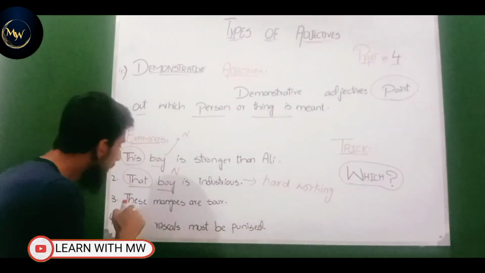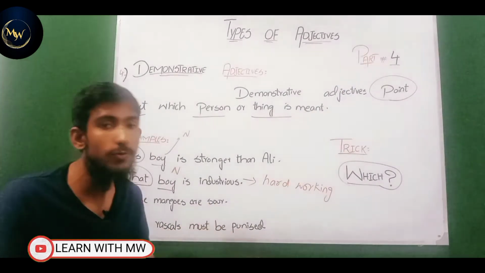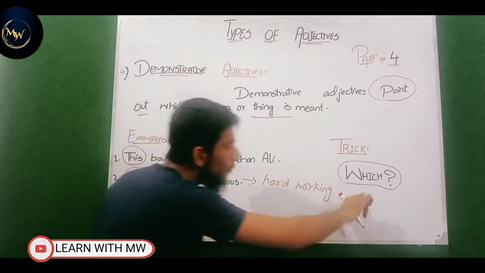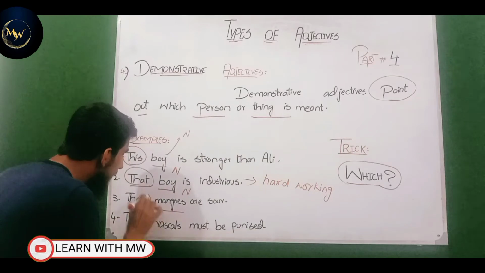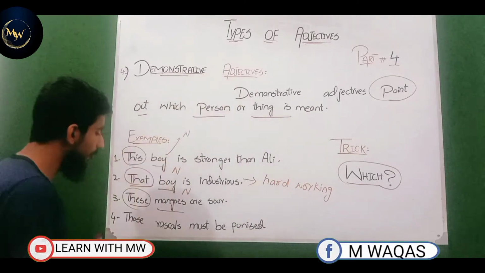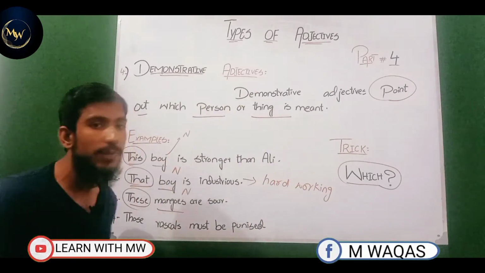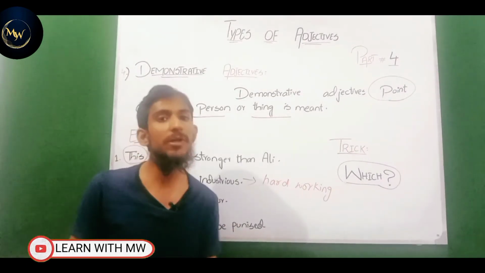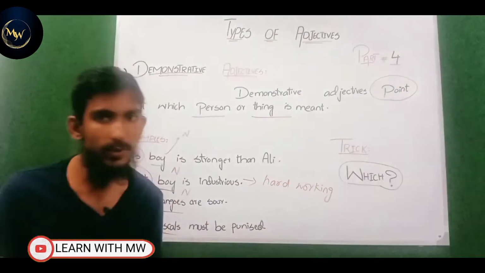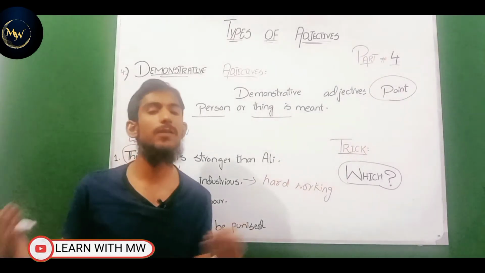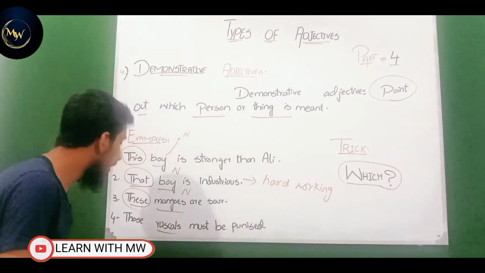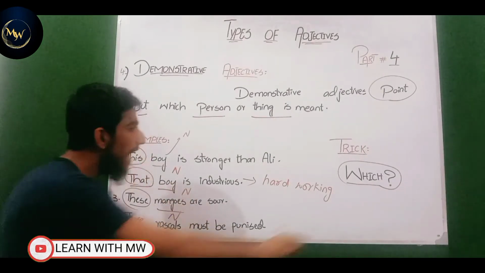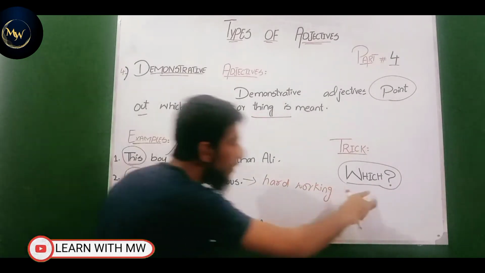Now look at this: "These mangoes are sour." Which mangoes? Mangoes is a noun, and "these" answers the question "which?" That's why "these" is a demonstrative adjective. "Those rascals must be punished." Rascals are those persons who deliberately cause harm or damage, so we call them rascals. So, "those rascals must be punished." Rascal is a noun, and "those" answers the question "which?"